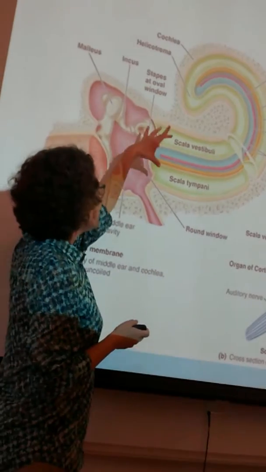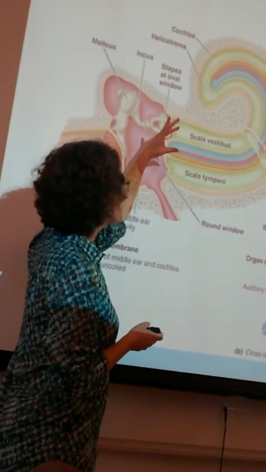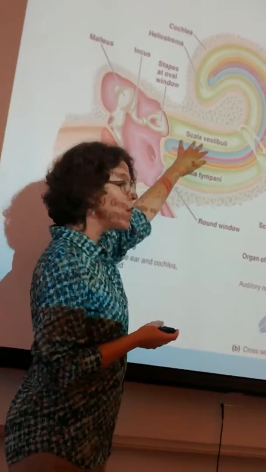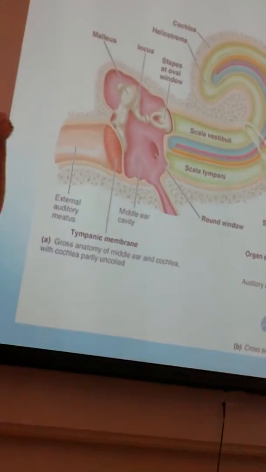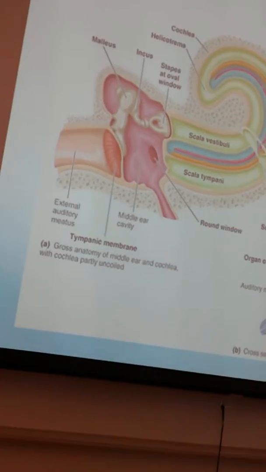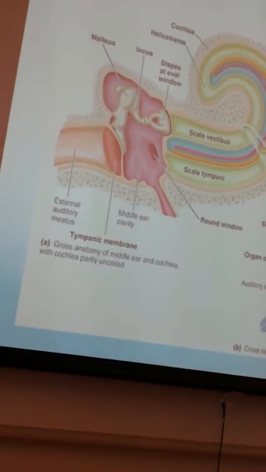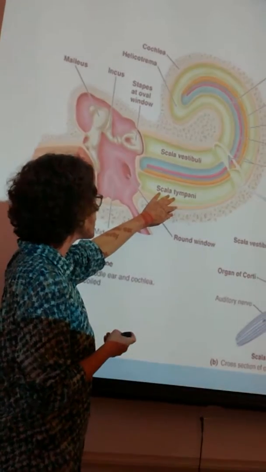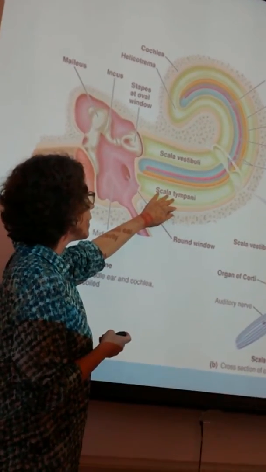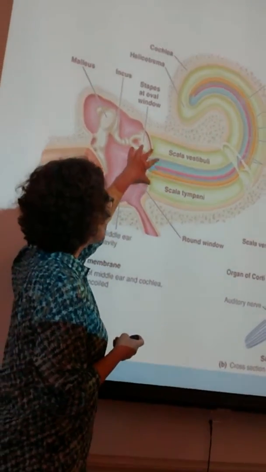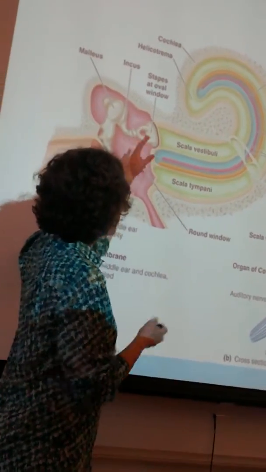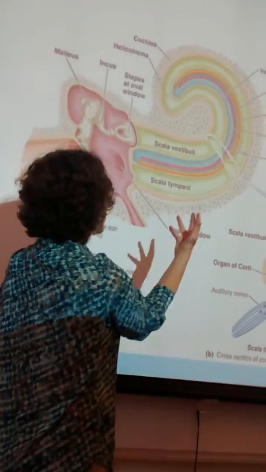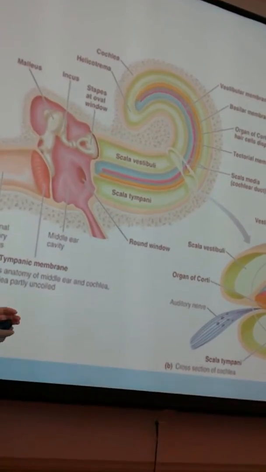And the two regions or chambers of the bony labyrinth, so the top one here is the scala vestibuli, also known as the vestibular duct. The lower one is the scala tympani, or the tympanic duct. So along most of the cochlea, those are separated by the membranous labyrinth here, which is called the cochlear duct or the scala media.